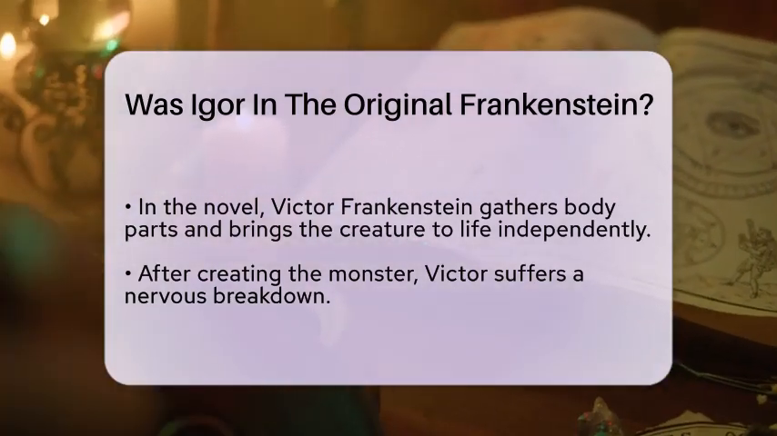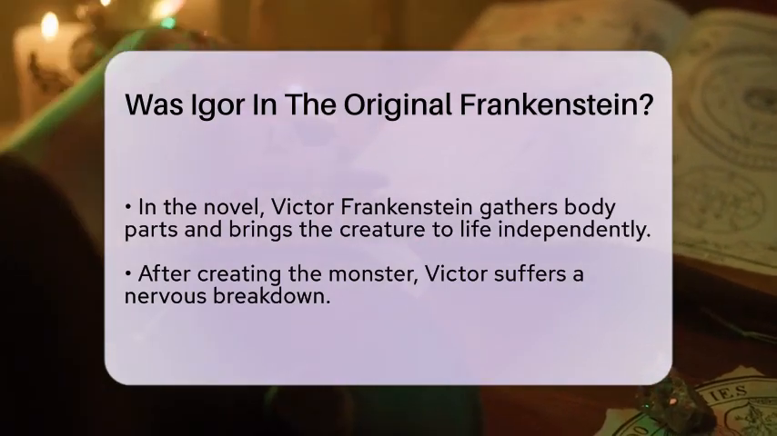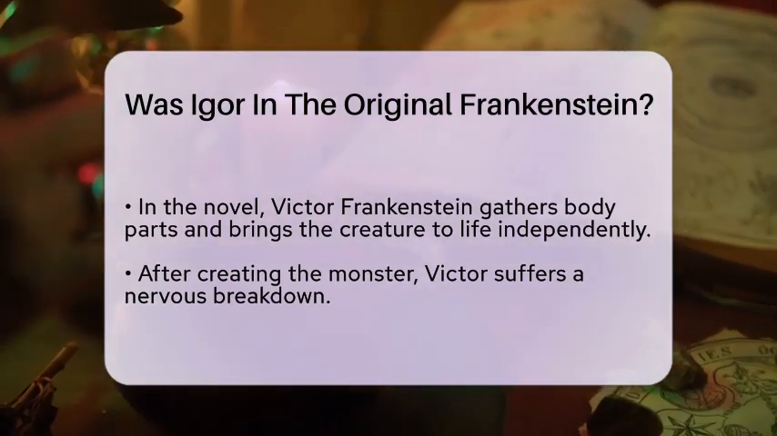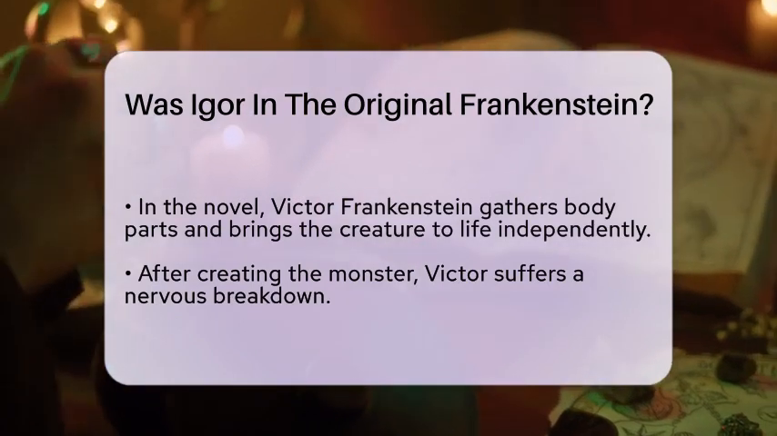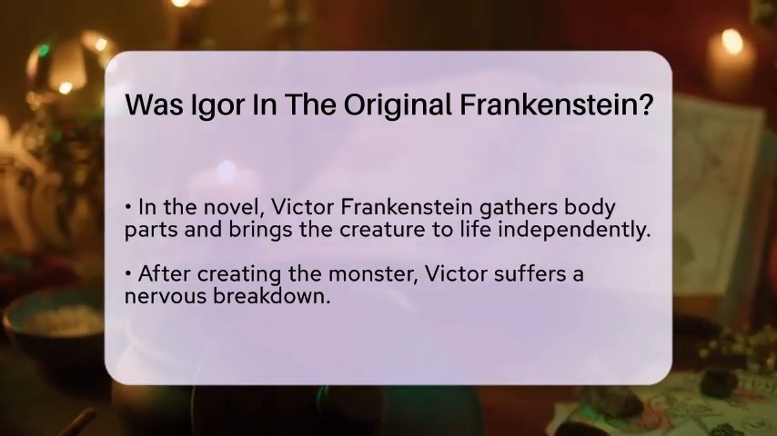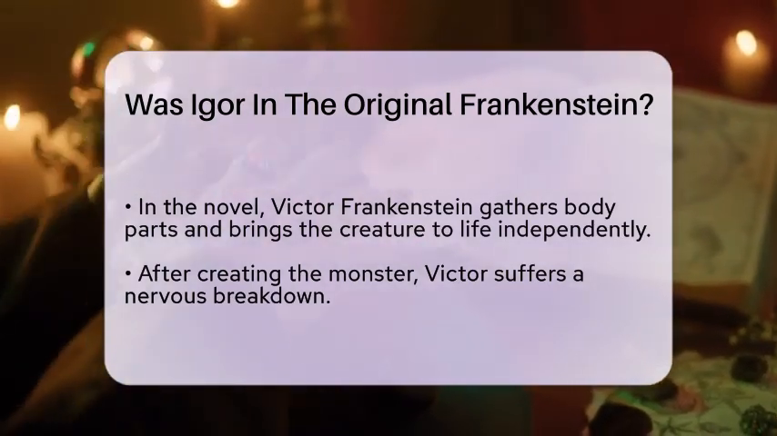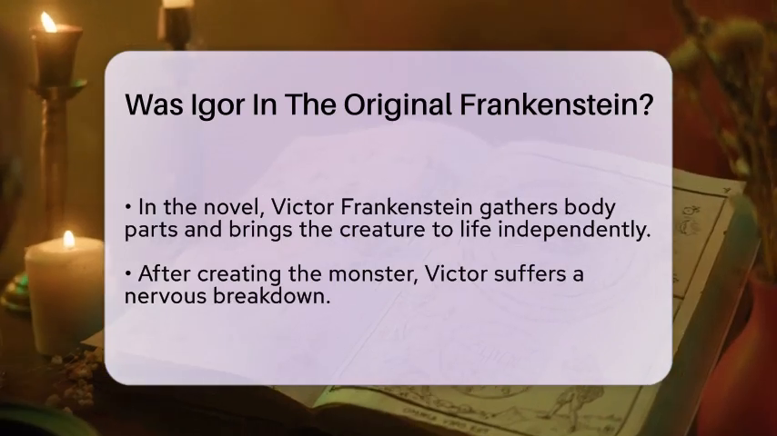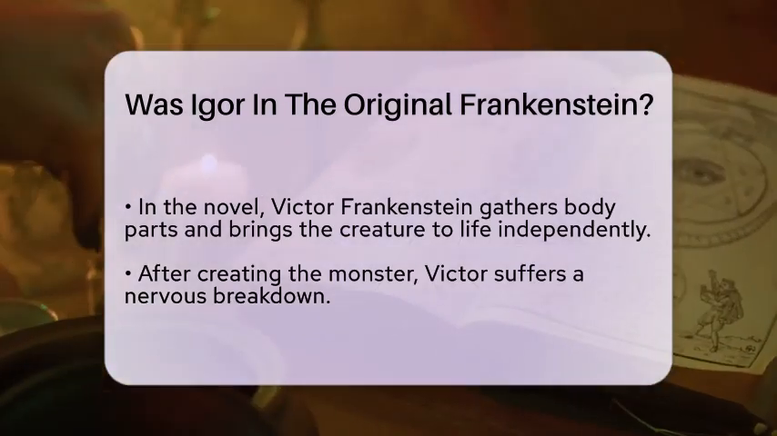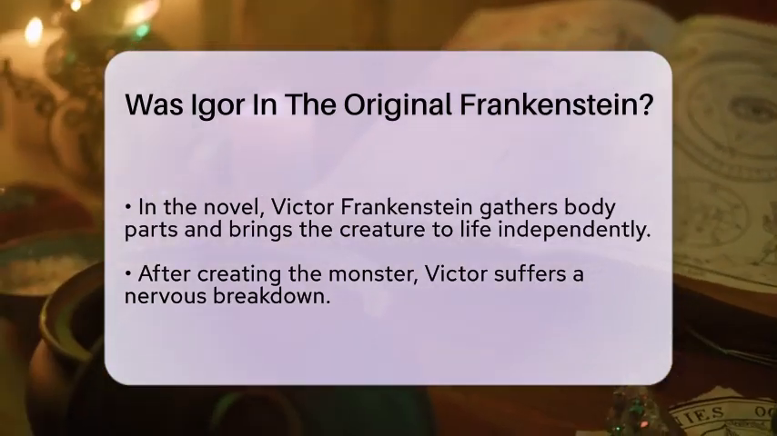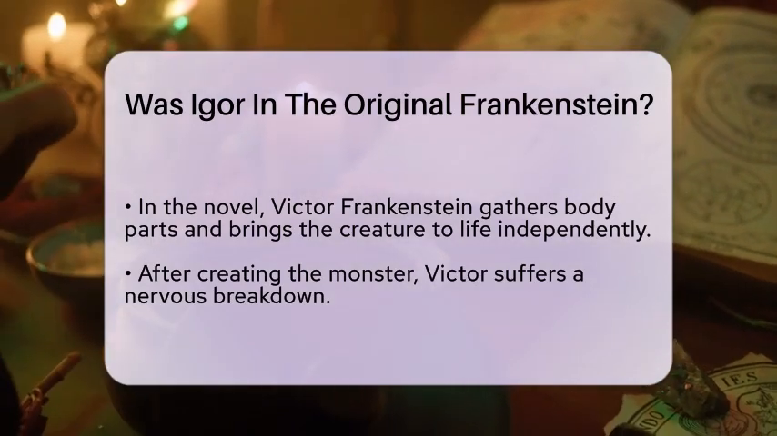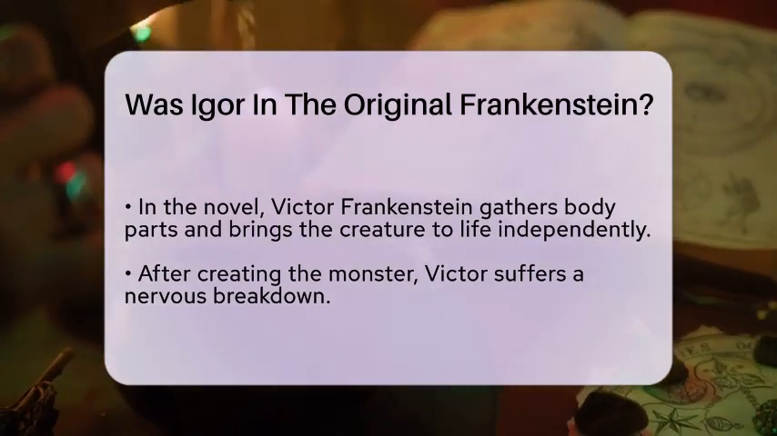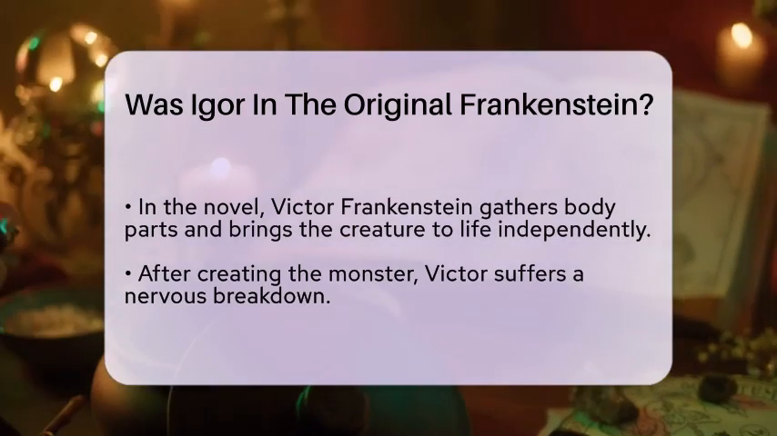In the novel, after Victor creates the monster, he becomes ill and is cared for by his friend Henry Clerval. Henry had nothing to do with the monster's creation and only learns about it later. So if you're looking for Igor in Mary Shelley's Frankenstein, you won't find him. He's a product of later interpretations and adaptations.